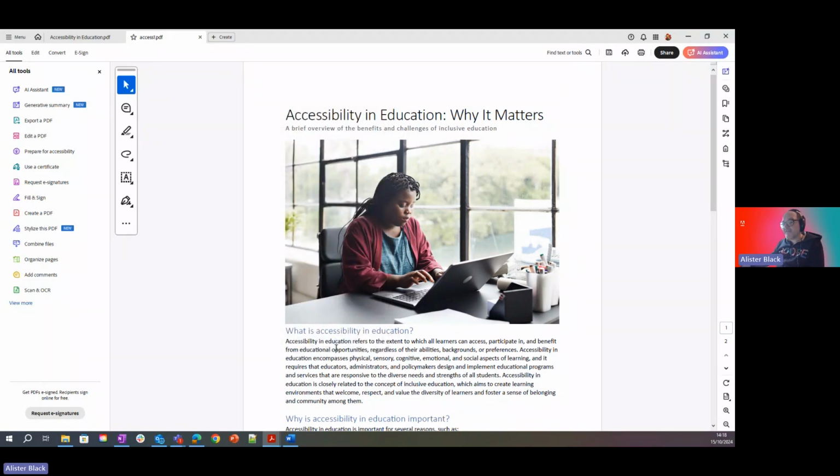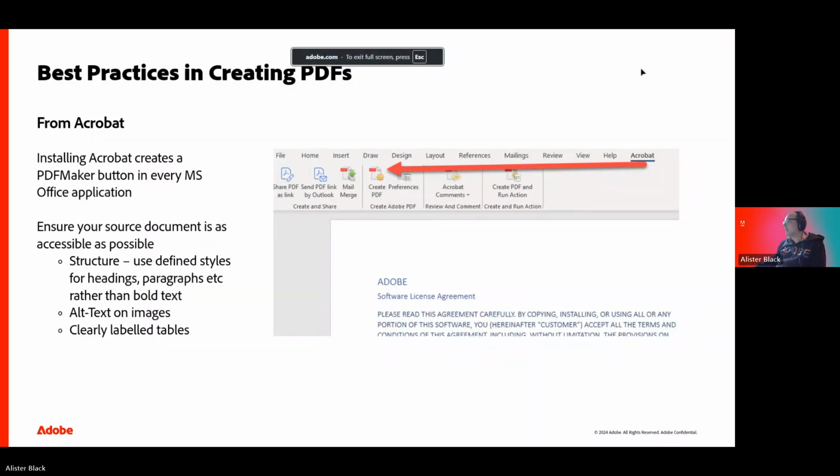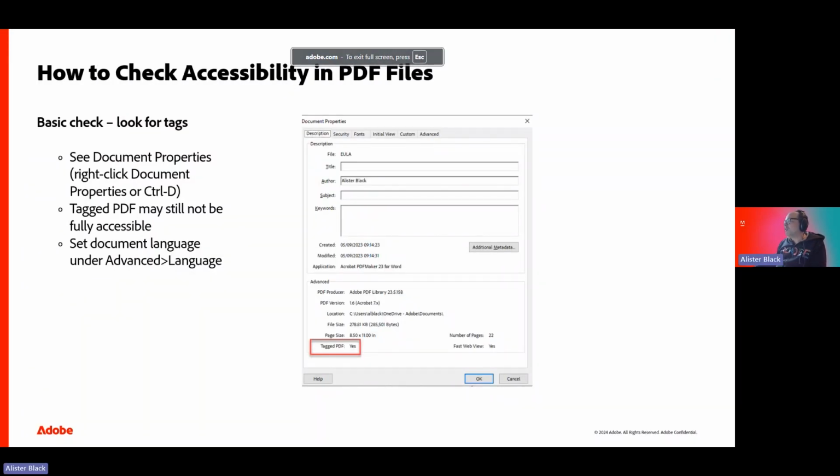So that's a very simple way that you can create PDFs from Microsoft Office applications in such a way that they will be accessible. Now, that's good because it means that you can set a best practice. So going forward, all your PDFs that are going to be created will be as accessible as possible. So let me just go back to my presentation here. And I've showed you where you can check for the document properties.